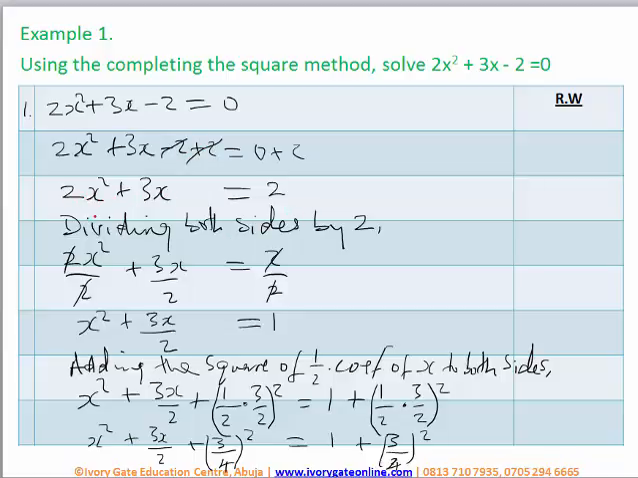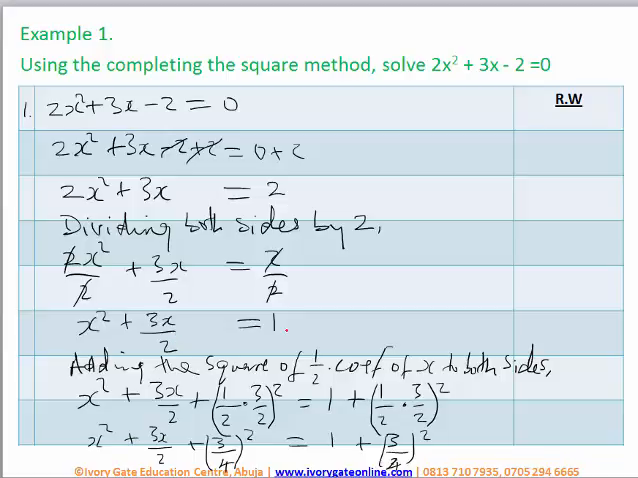Then the next step is to make the coefficient of x squared unity. How do we do that? By dividing through by the coefficient of x squared, which is 2. So if we divide through by 2, we get x squared plus 3x over 2 is equal to 1.